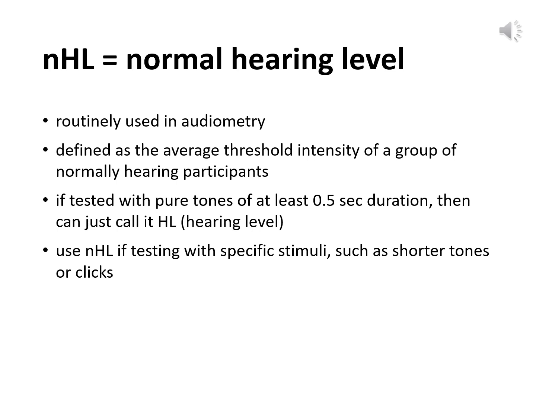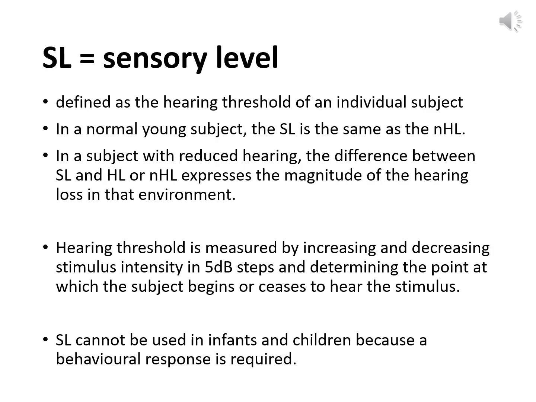If the stimuli used to test a group of normal participants are pure tones of at least half a second duration, which is the standard, then this scale can simply be called HL, hearing level. The N, the normal part, is dropped. It's just called HL. But if shorter tones or clicks are used, then the scale is called NHL, or normal hearing level. The third decibel scale is dB SL, or sensory level.